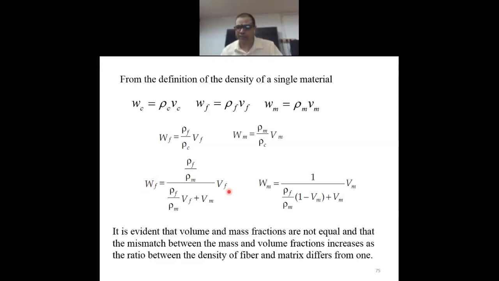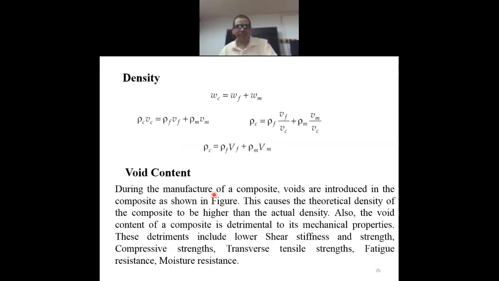Mass fraction and volume fraction are not the same. They are the same only if the reinforcement and matrix are the same. Some are self-reinforced composites, for example polypropylene. Polypropylene can be used as a reinforcement, and can be used as a matrix also. In that scenario, the density is the same, so volume fraction and mass fraction are one and the same. Otherwise, because of the mismatch in density between the fiber and matrix, volume fraction and mass fraction are not the same.